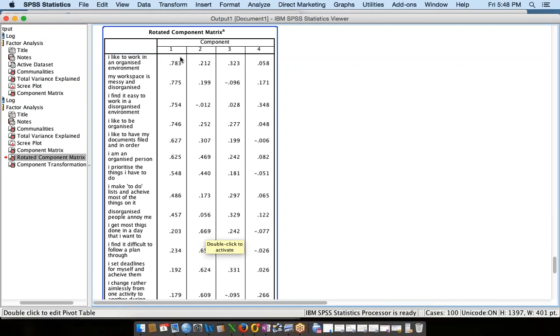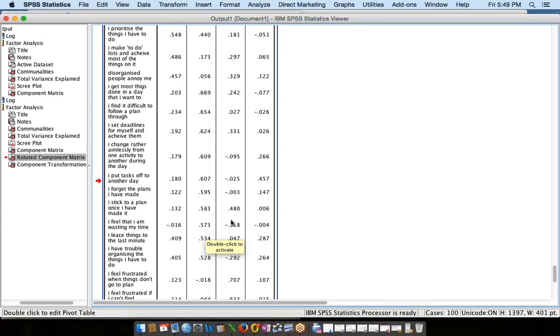Okay, so for the first factor, it's organized. This should be negative. This is all having to do with being organized. So the second factor, starting here, looks to be about planning.